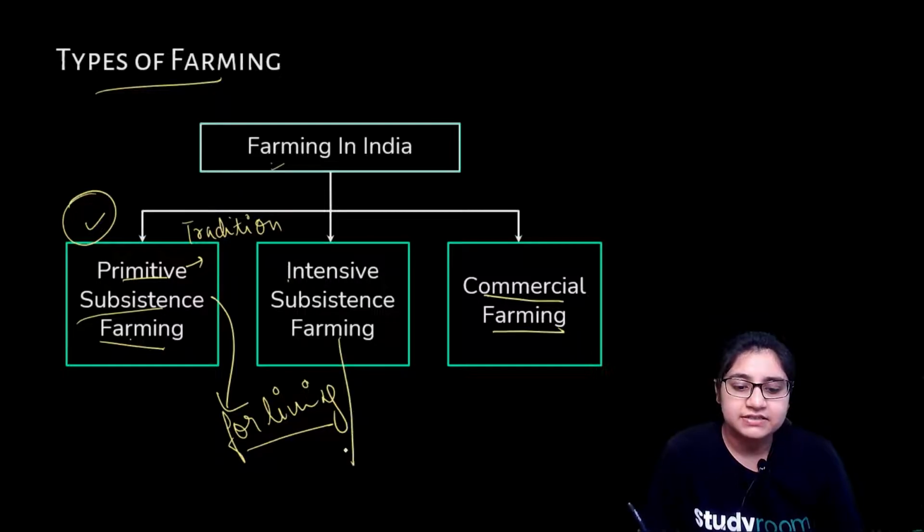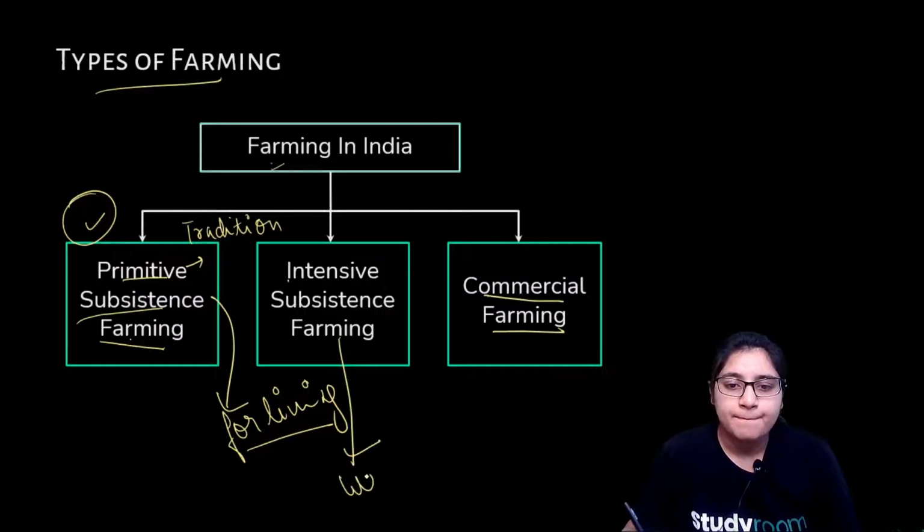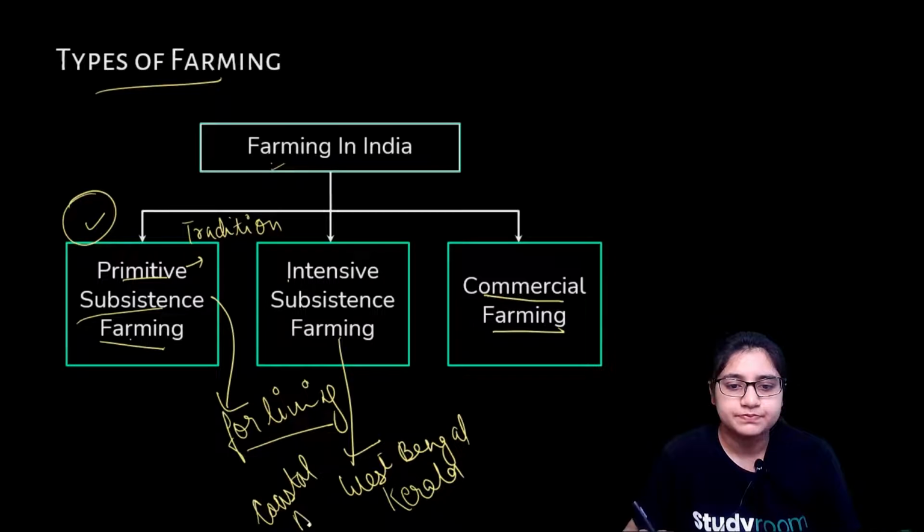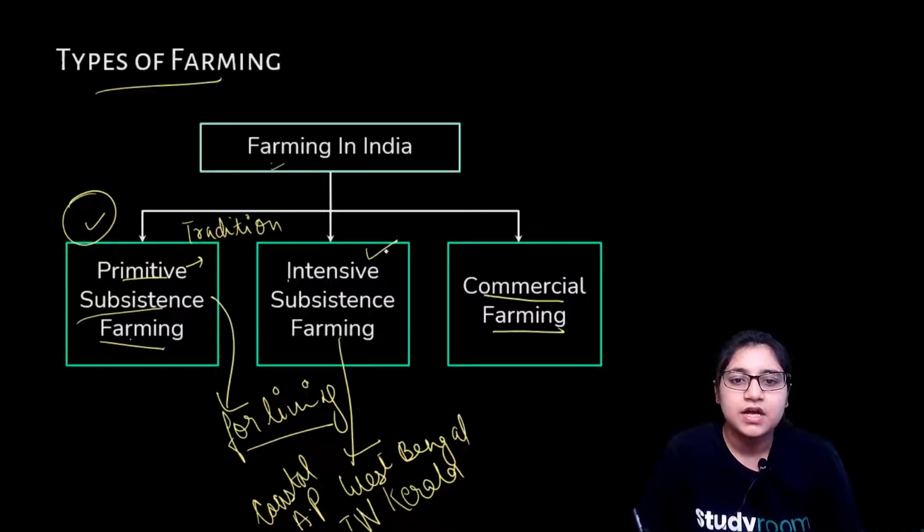Then came intensive subsistence farming, right? It is practiced in the areas of West Bengal, Kerala, coastal Andhra Pradesh, and Tamil Nadu. This is a modified version of primitive subsistence farming, right?